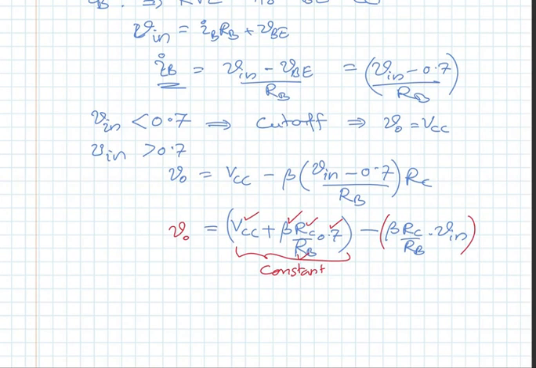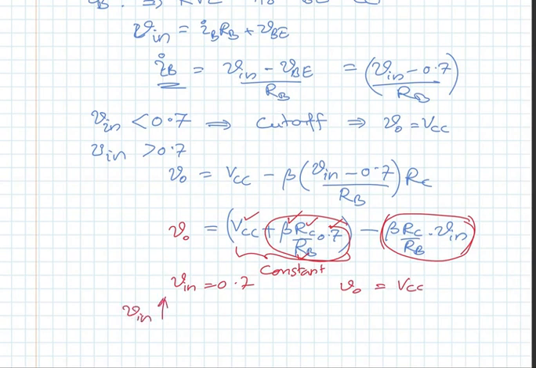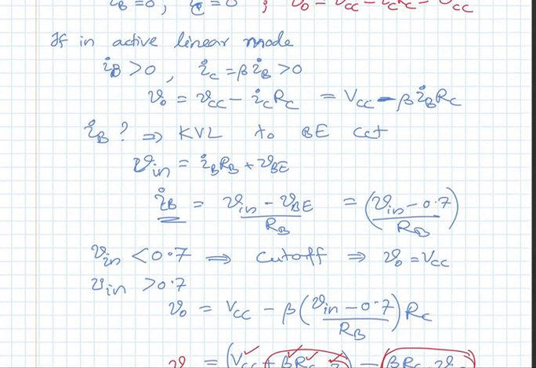What is this value? When V in is equal to 0.7, this term is exactly the same as this term. So beta RC over RB times 0.7, both the same. So therefore V out is equal to VCC if V in is equal to 0.7. But as V in increases, what happens to V out? Something gets subtracted from a constant, so V out actually reduces. The shape is very similar to V in. It changes like the V in. So it is a sinusoid, but it's negative.